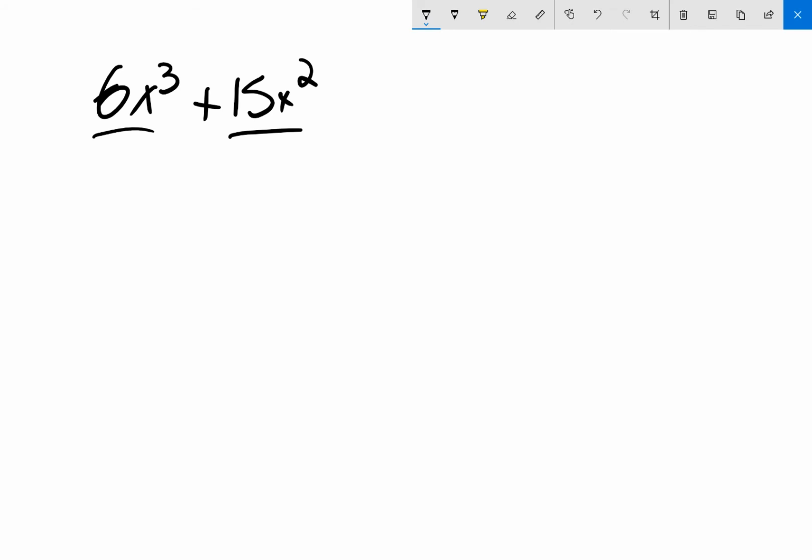So 6 and 15, first and foremost, both 6 and 15 are divisible by 3. And you want to choose the biggest number that they're divisible by. And 3 is the biggest number that will divide into both 6 and 15. So 3 is part of the GCF. I'm just going to write it off to the side here.